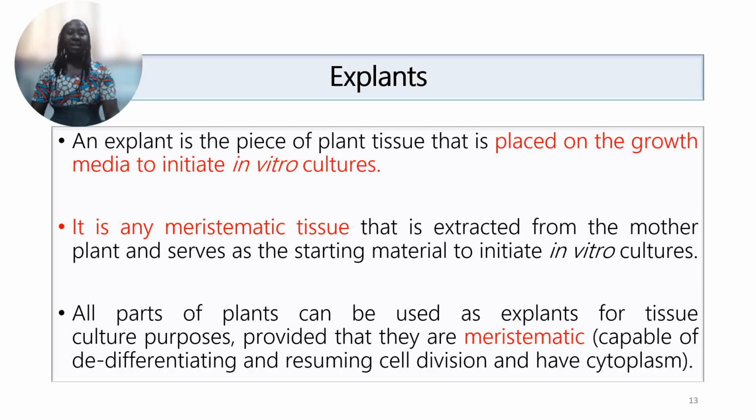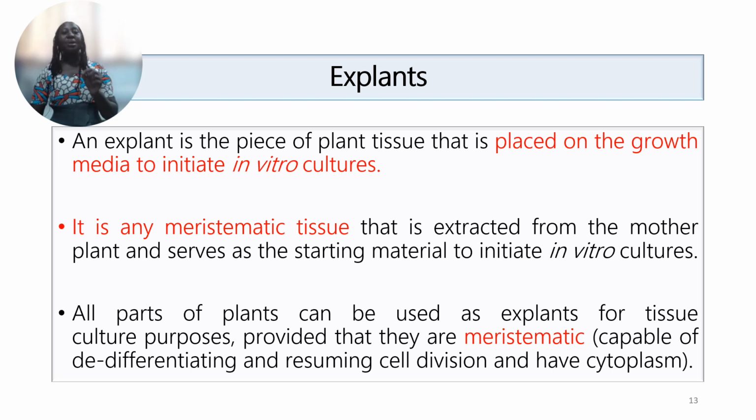And what is an explant? An explant is a piece of plant tissue that is placed on the growth medium to initiate in vitro cultures. So this is what we start with, an explant in plant tissue culture. It comes from the mother plant. The very required characteristic of an explant is that it should be meristematic. It should be able to divide, should be able to differentiate and undergo cell division to produce other plantlets.